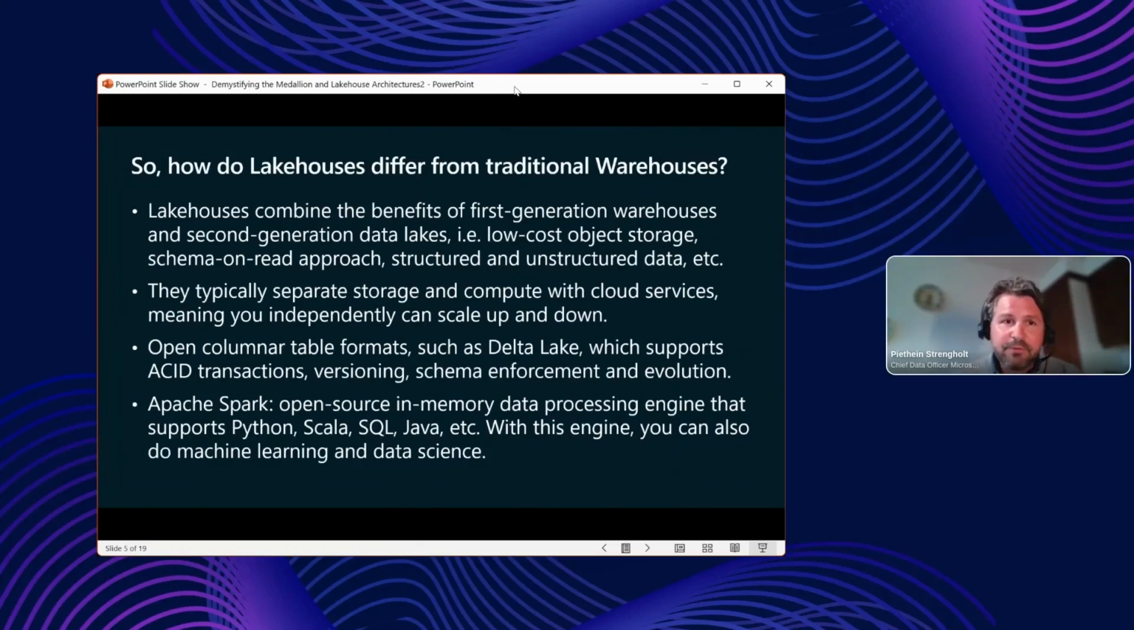Also, lakehouses are a bit more open than traditional data warehouses. Often I see we use open columnar table formats. For instance, Delta Lake is a popular one. And this supports ACID transactions, which I think maps and links back to the data warehouses, but also there's versioning, schema enforcement, and evolution. Those kinds of things we can bring in.